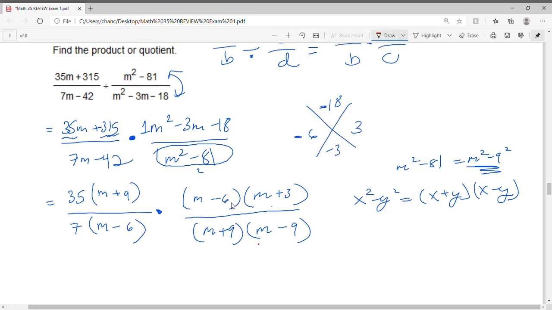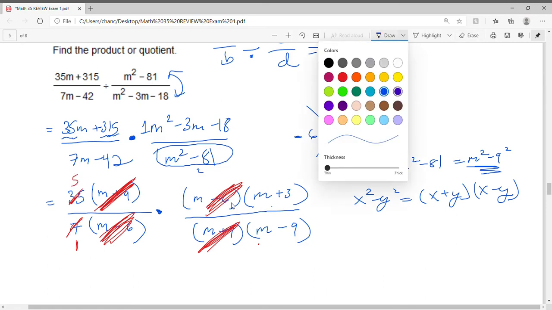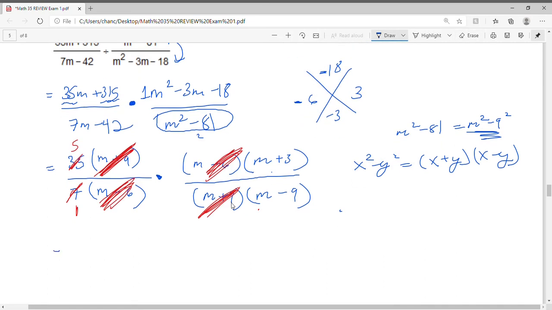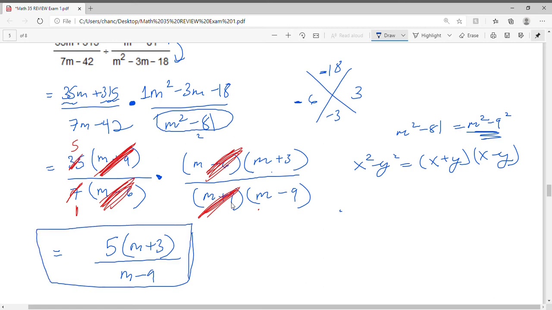We have the m plus 9 divides out with the m plus 9. We have the m minus 6 divides out with the m minus 6. We have 35 and 7 reduced, so that reduces to a 1, that reduces to a 5. We'll multiply everything straight across. This gives me a 5, m plus 3 on the top, and on the bottom we have just an m minus 9. And this is the simplified solution for this question.